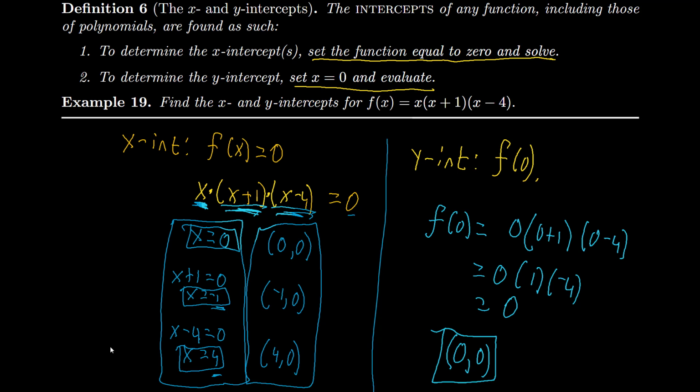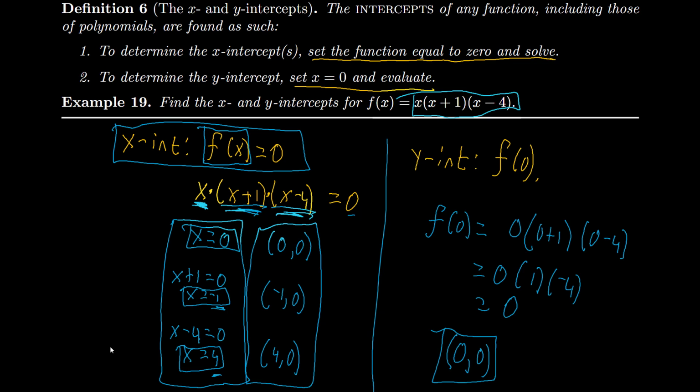This next example asks us to do just that, for f of x is x times x plus 1 times x minus 4. So to find the x-intercepts, like it says up here, you just set f of x equal to 0. When we do that, we get x times x plus 1 times x minus 4 equals 0. That is f of x. So I just copy and paste it, and I set it equal to 0. So here's where I did that.